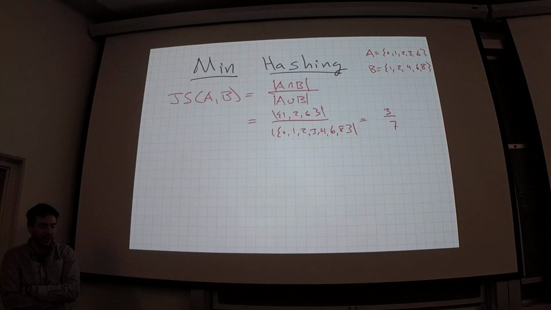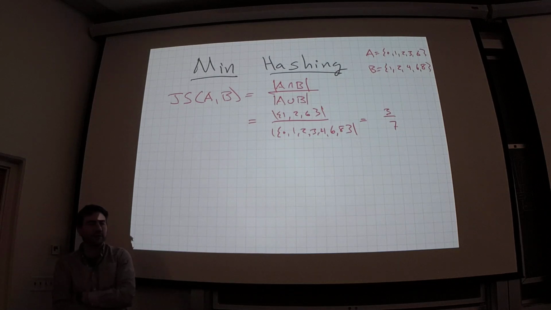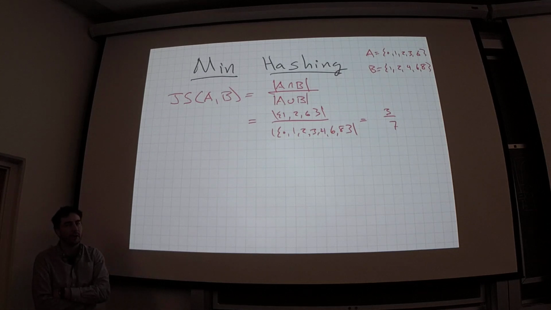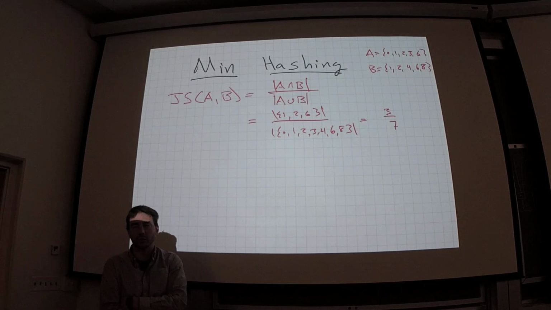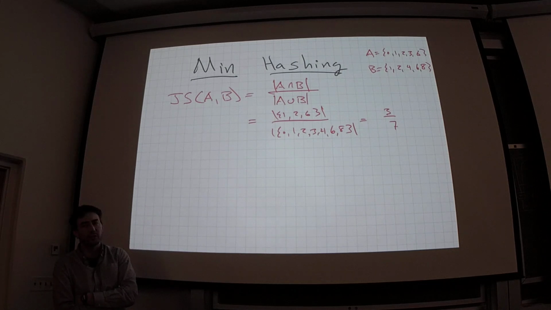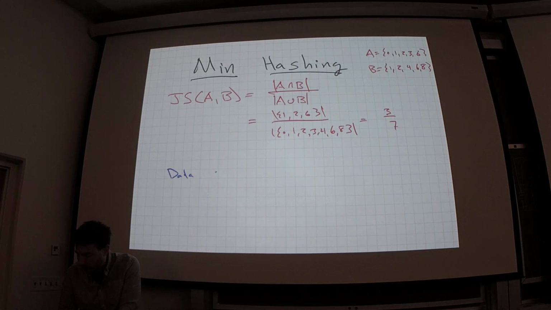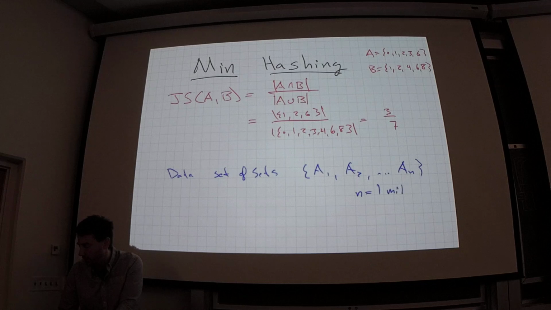So like in between these sets, and our goal is going to be to figure out how to compute this quickly, and not just for two sets, but for lots of sets. Okay, so the problem to think about is our data is going to be a set of sets. So say A1, A2, up to AN, and think of N as going to be something like 1 million.